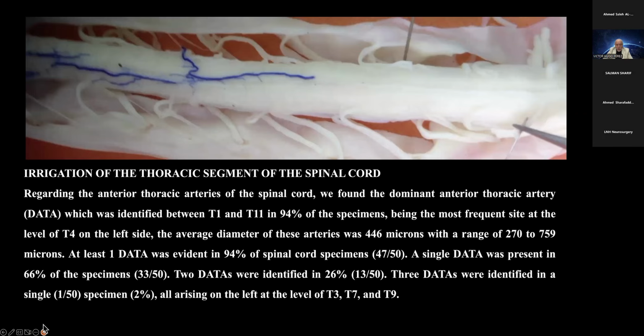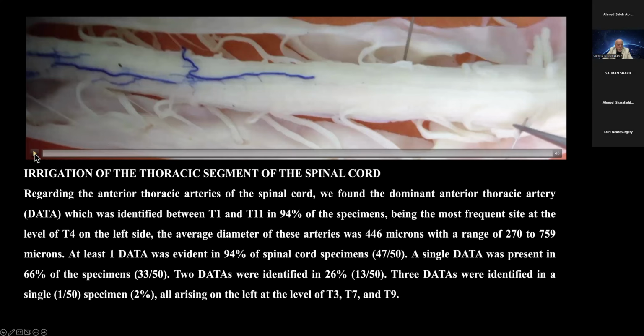The average diameter of these arteries was about 450 microns, with a range of 270 to 260 microns. At least one DATA was evident in 94% of spinal cord specimens. A single DATA was present in 66% of the specimens, and two DATA were identified in 26%. Three DATA were identified in a single specimen, 2%, all arising on the left at the level of T3, T7, and T9.